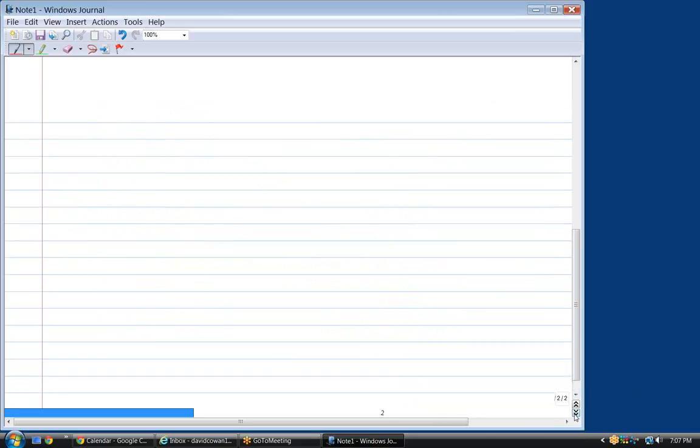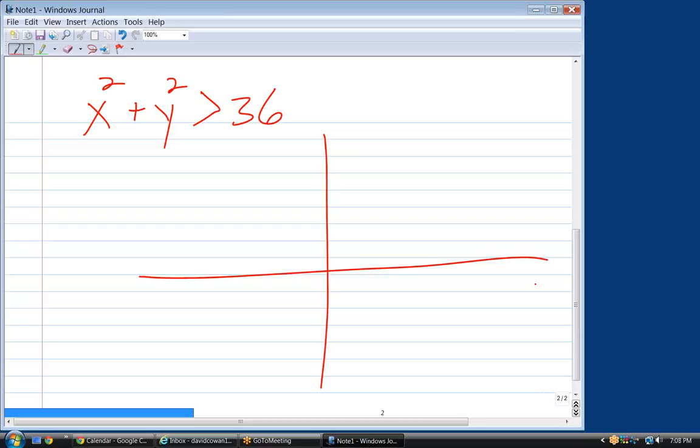Got another one? Graph the inequality x squared plus y squared is greater than 36. Just that one? What's that the equation of? A circle. What's the radius? 6.